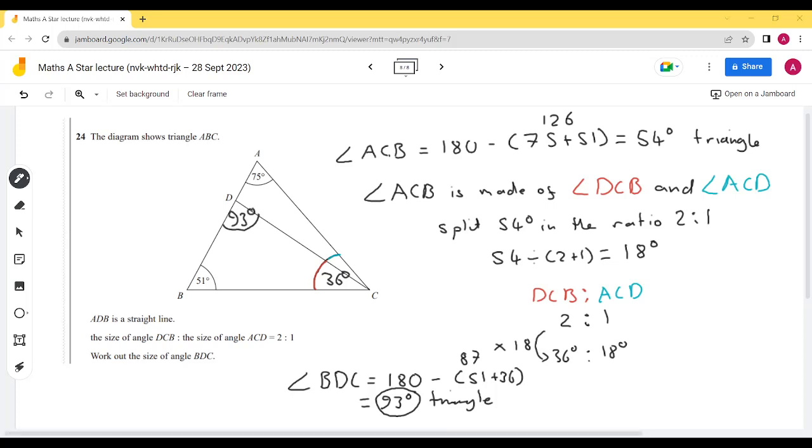So as you can see with the last question, it does take a bit of getting used to angles questions, because you need to be able to see the different shapes, see the different rules within it, and be confident with the rules. But if you can practice a few of the questions and get on top of the rules we've discussed today, they will give you the basis to do any of these angles questions.